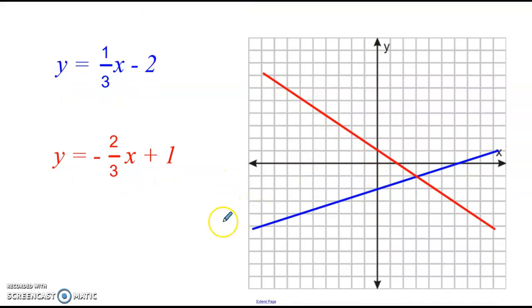Here's a graph, and I have two equations graphed on it, and I've color-coded it. So there's two equations, two functions here. They're both in slope-intercept form, and they're both graphed. This one here has a y-intercept of -2, slope of 1/3. This red one has a y-intercept of +1, slope of -2/3.